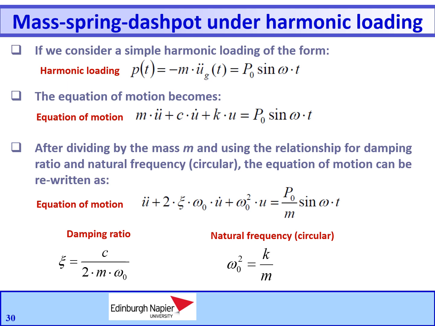After combining the harmonic loading with the equation of motion and dividing by the mass m, using the relationship for damping ratio and natural frequency, the equation of motion can be rewritten as a function of the damping ratio, the natural frequency, and the harmonic loading.